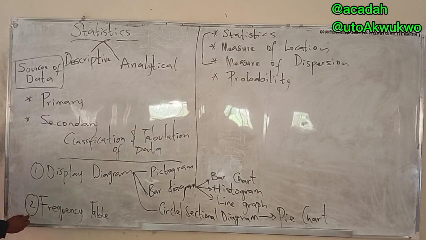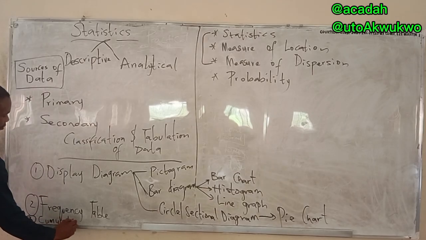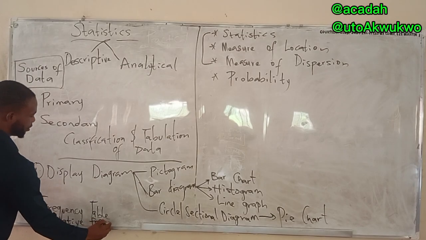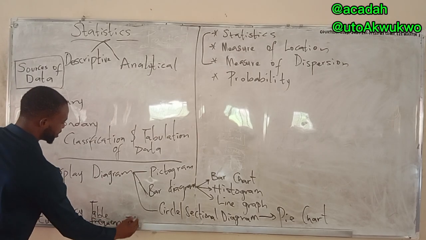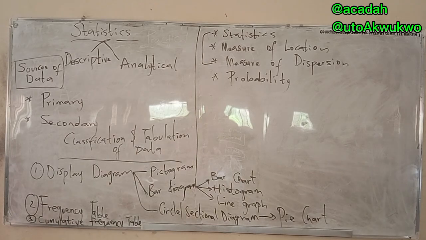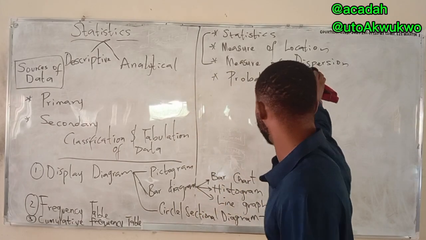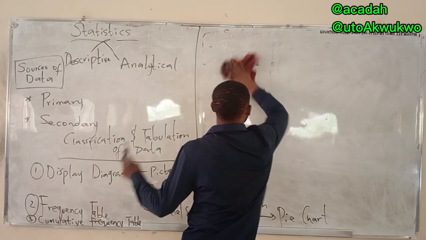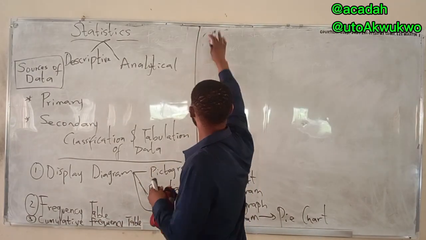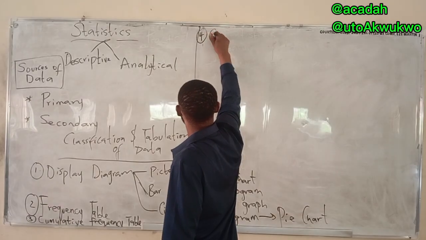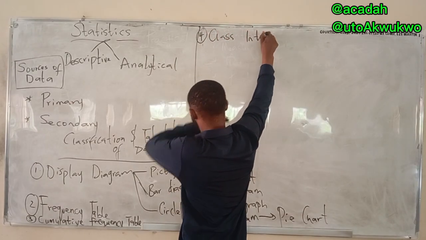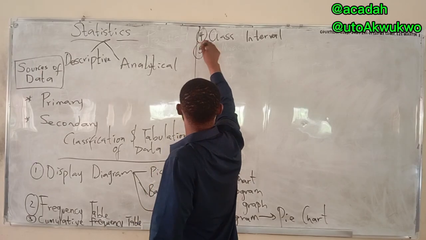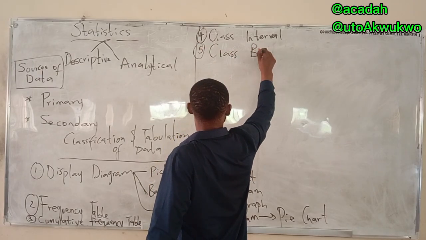Now number 3, we have what we call the cumulative frequency table. We need to know how to do all these things. How do we go about it? What is it? Number 4 under this tabulation and classification is what we call class interval. Class boundary.